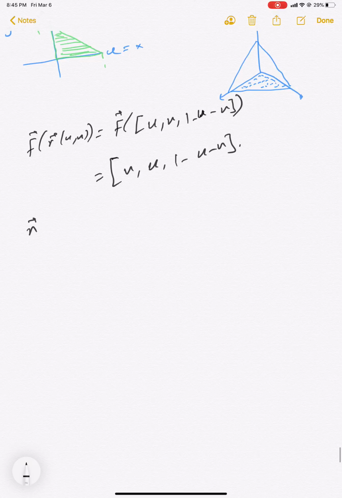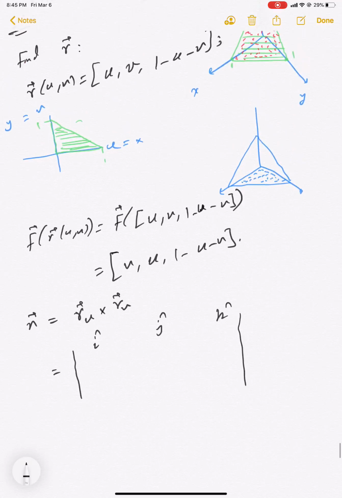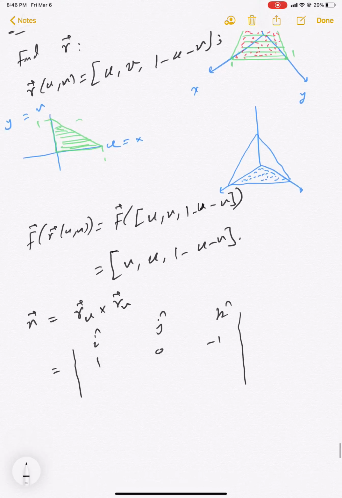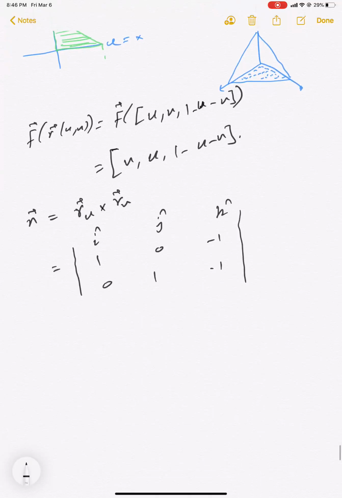Then you need to find the normal vector. It's r sub u cross r sub v, with i, j, k. What is r sub u? It's 1, 0, negative 1. What's r sub v? It's 0, 1, negative 1. You do this cross product and it is 1, 1, 1.